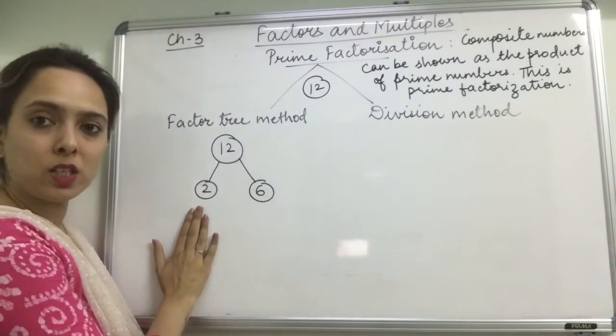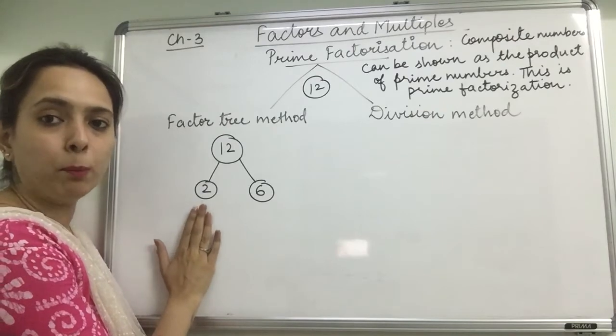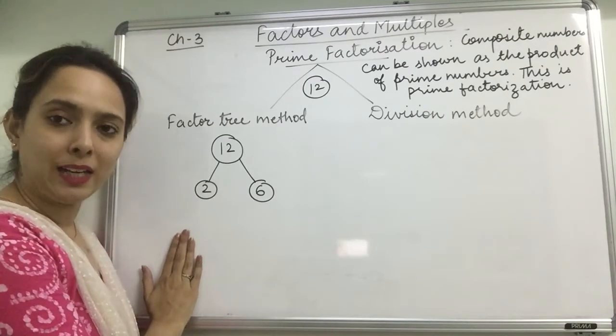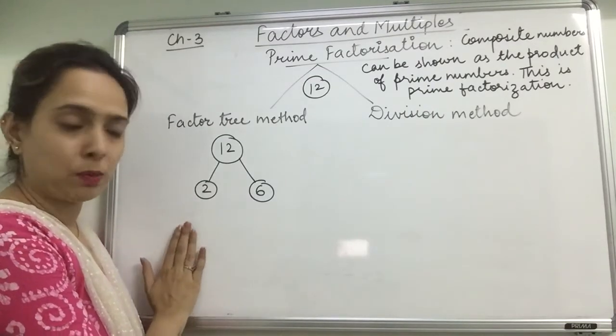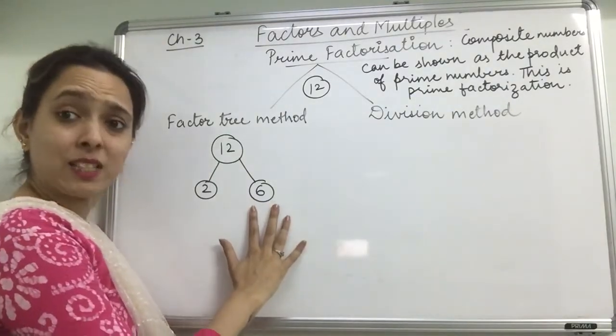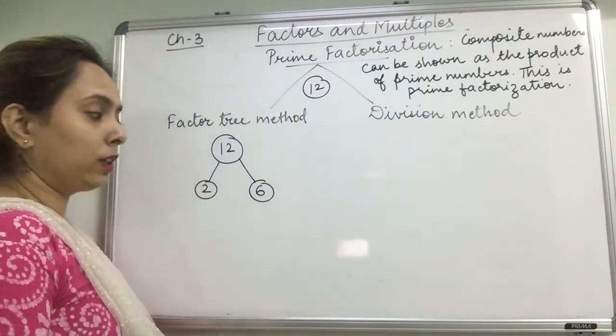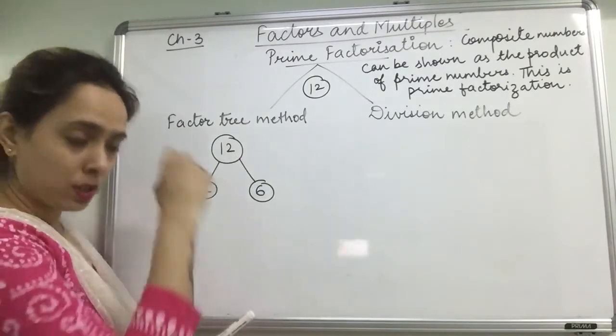So we will not touch this 2. This 2 is our prime number. We cannot multiply a prime number further. We cannot divide this prime number further. So this 6 is a composite number. So we can further do the process.